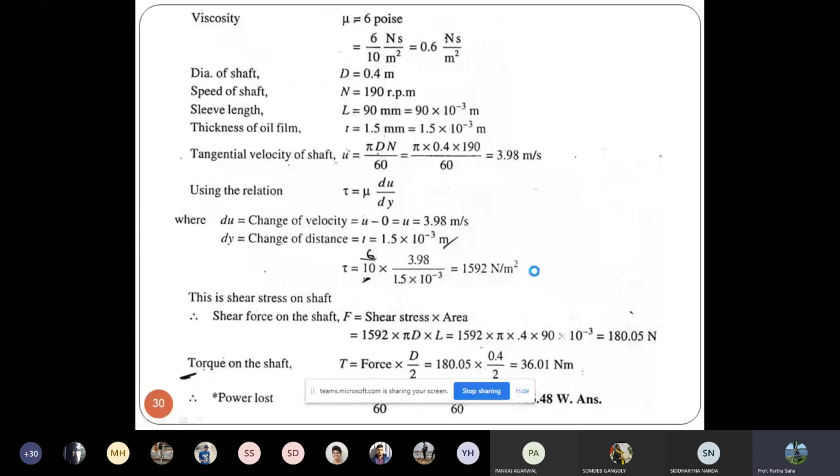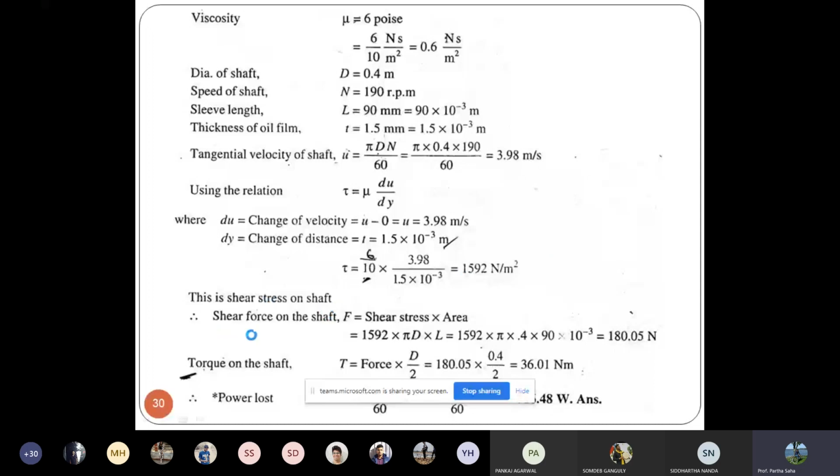Okay, I think it will be Newton second per meter square. Anyway, maybe a little bit mistake is there. So this is the shear stress. Oh, no, I'm sorry, it is correct because I'm calculating tau. I'm not calculating viscosity. So it is correct. 1592 Newton per meter square. I'm sorry about that. So this is the shear stress on the shaft.